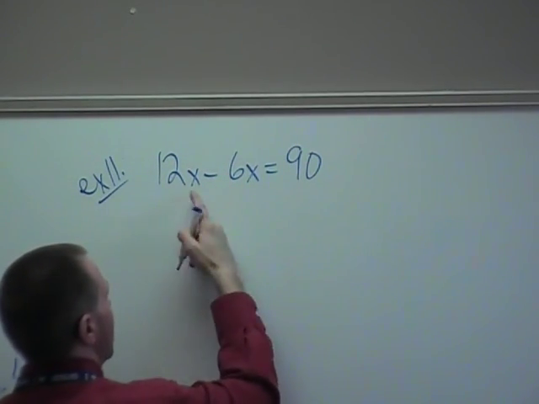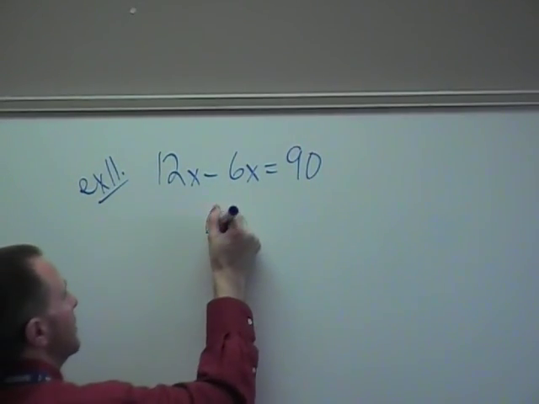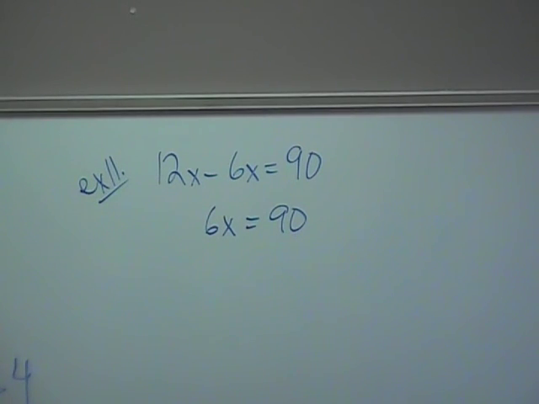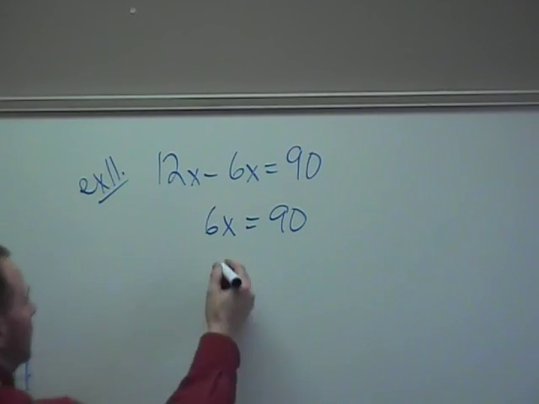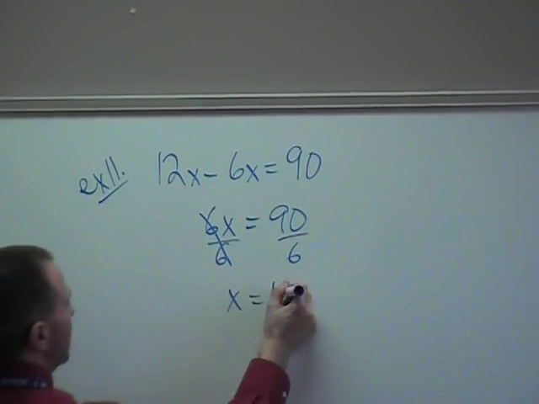These are like terms, right? So what's 12 minus 6? 6x equals 90. How do I solve it? You divide 90 and x by 6. That's right. Divide off the 6, x equals 15.